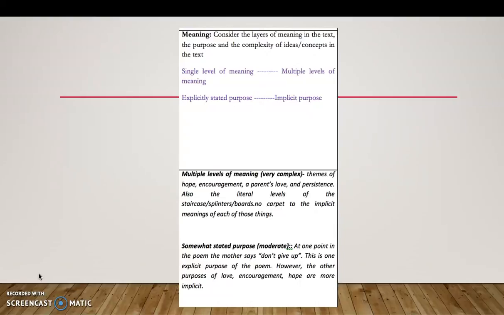Also, the literal levels of staircase splinters and boards do not point to the implicit meanings of those things. Therefore, we'd say it's very complex, both based on themes and other concepts that come out around what the staircase splinters, boards, and having no carpet would represent. Finally, the purpose is moderately stated. At one point in the poem, the mother does say, "Don't give up." This is one of the main themes of the poem. However, some of the other themes or purposes of love, encouragement, and hope are much more implicit.